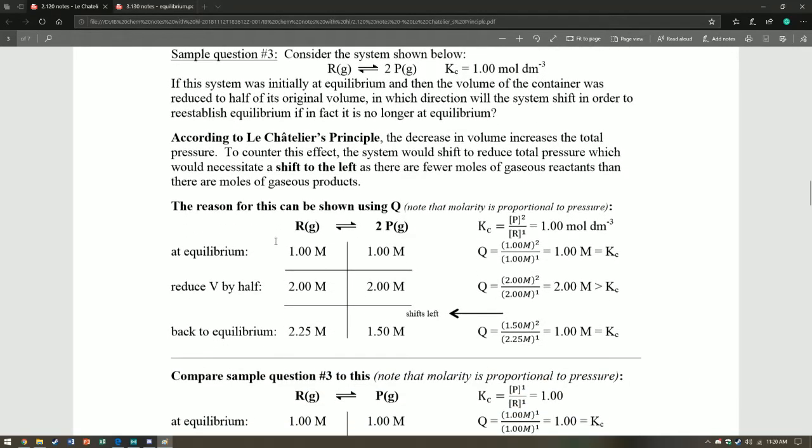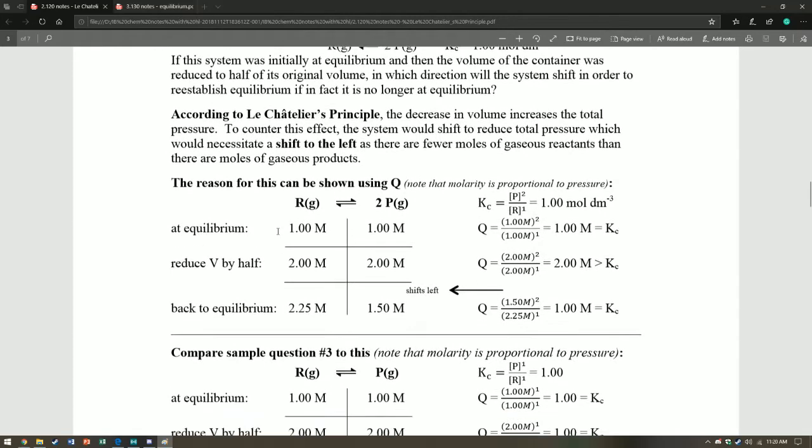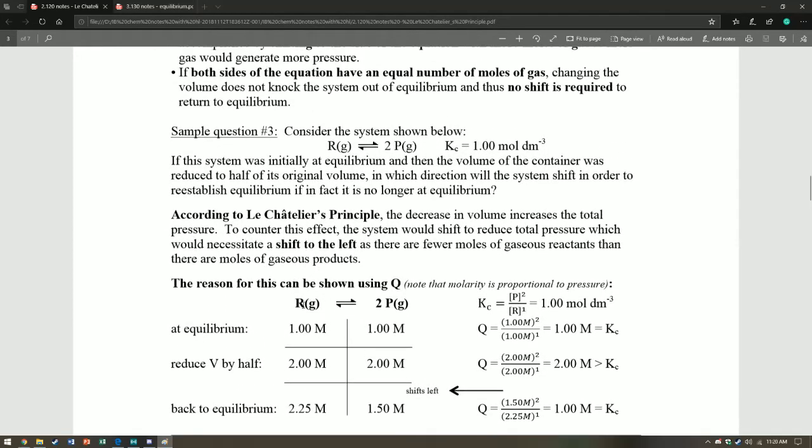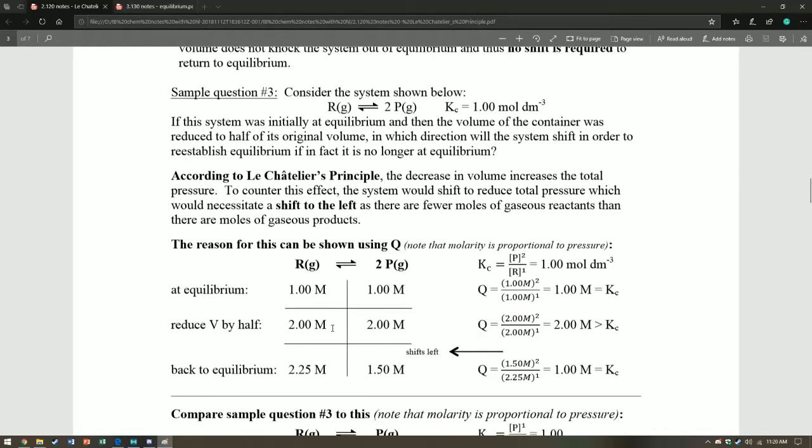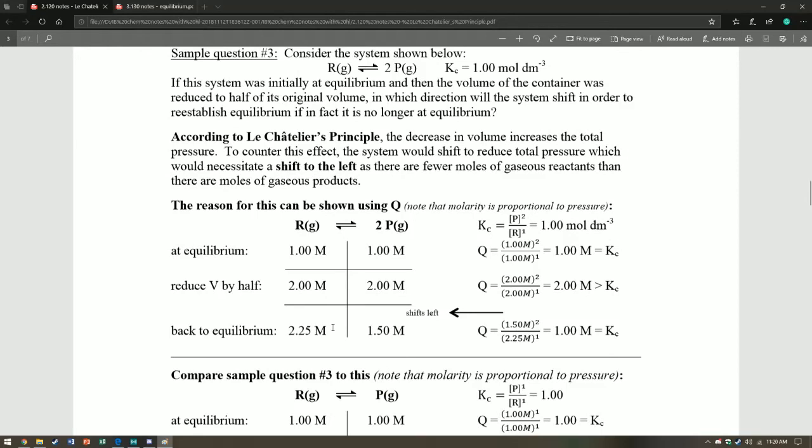So sometimes, for some reactions, K won't change too much. Sometimes it'll change quite considerably. So here, for example, since there's 2 moles of gaseous product on the product side and only 1 mole on the reactant side, if we cut the volume by half, note here that since we cut the volume by half, the concentration doubles, and we can use Q to calculate that. 2 squared over 2 is 2, which is greater than Kc. So the system must shift toward the reactant side, and therefore at equilibrium we'll have 2.25 molar of reactant and 1.5 molar of product, which equals 1.